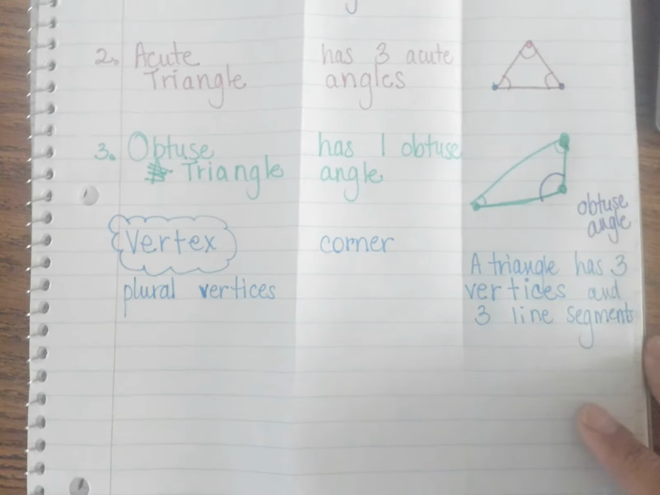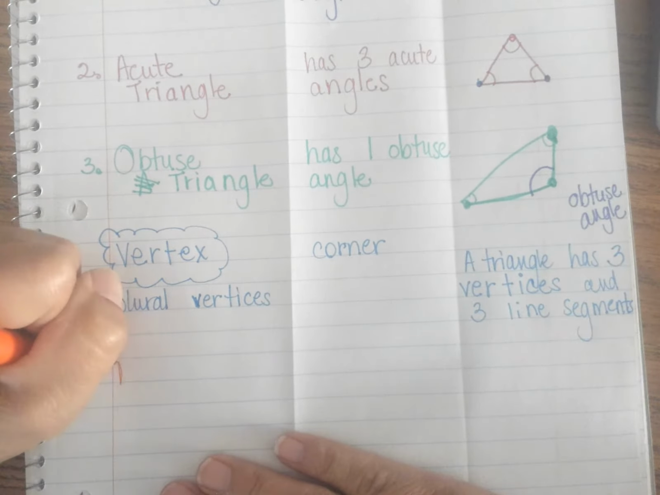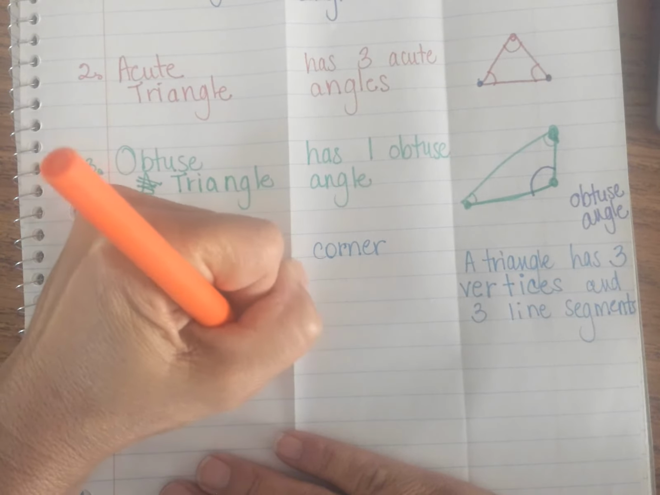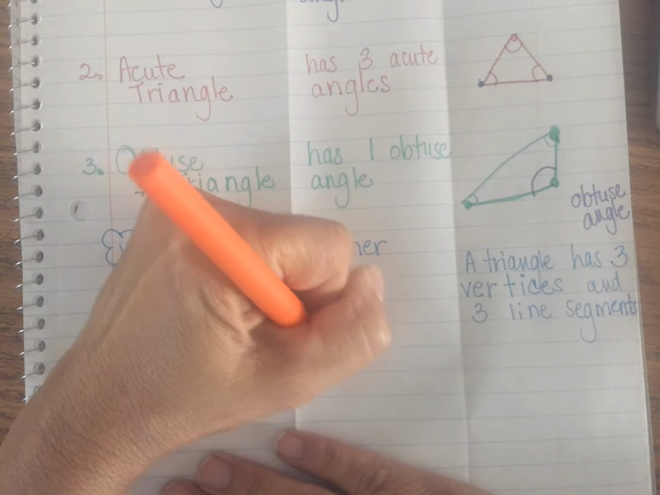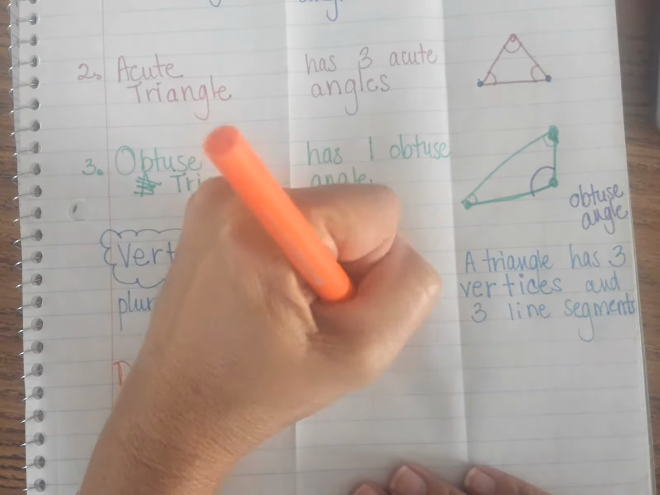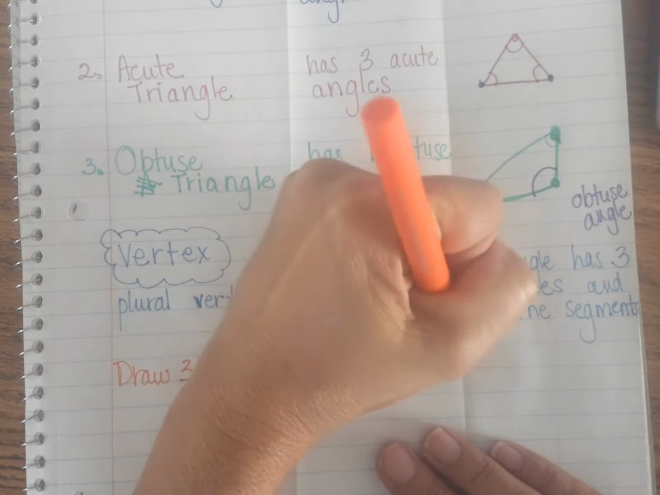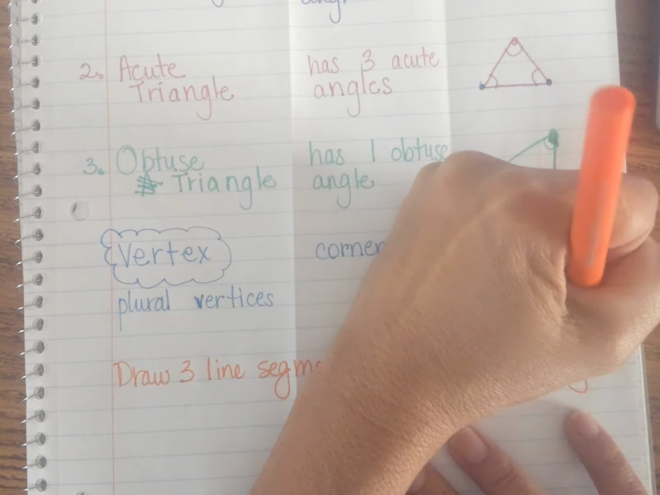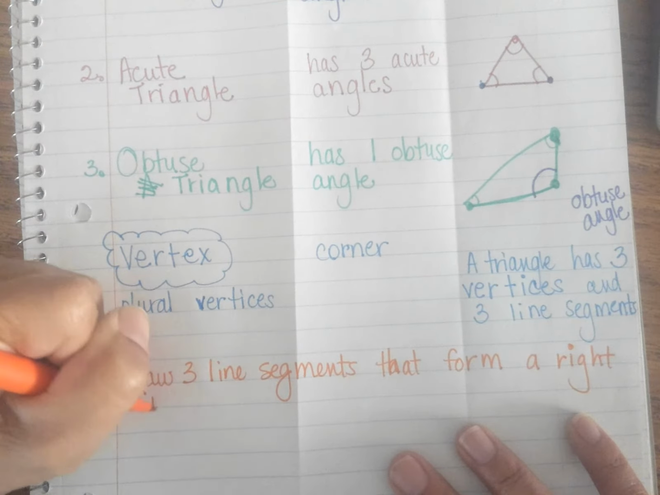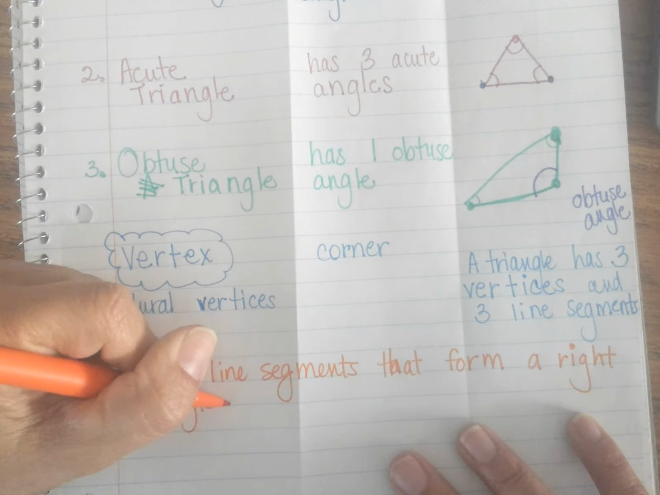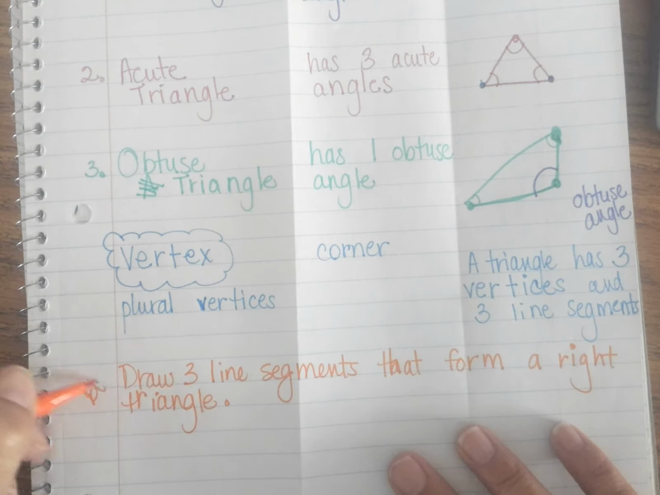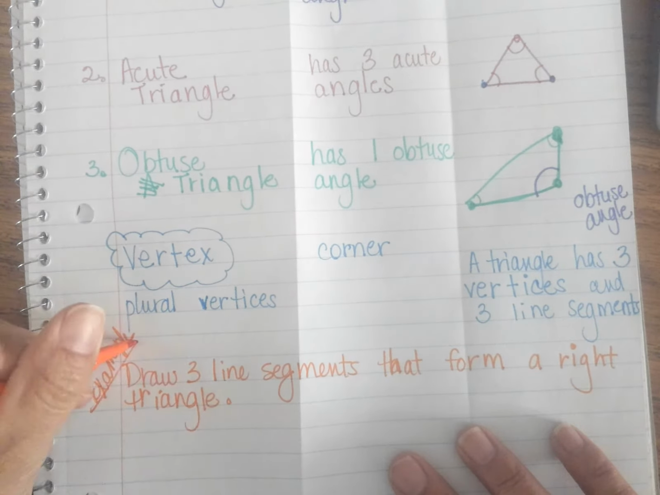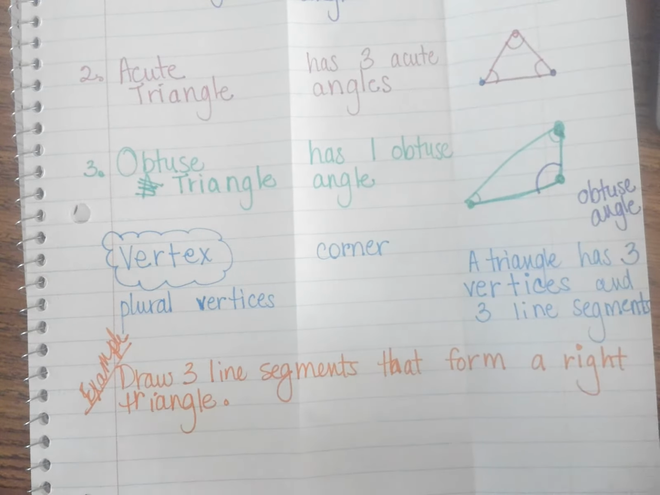Okay, here's a little practice run. And these directions say draw 3 line segments that form a right triangle. That is your practice. You are going to do that.